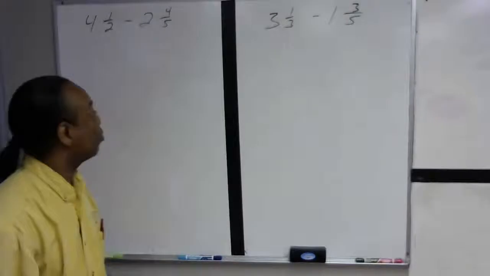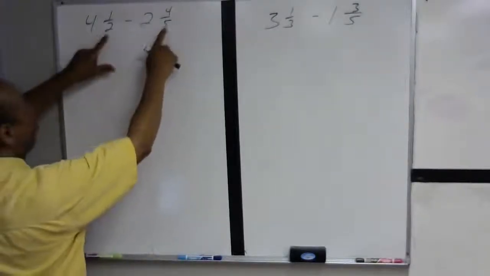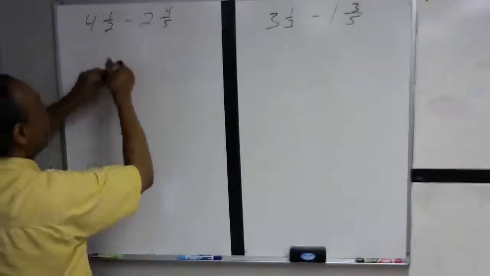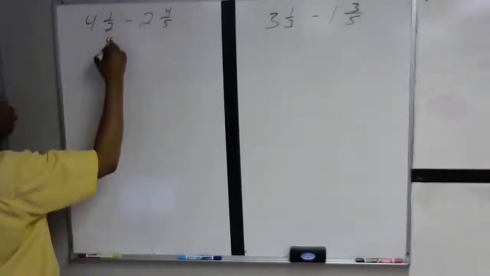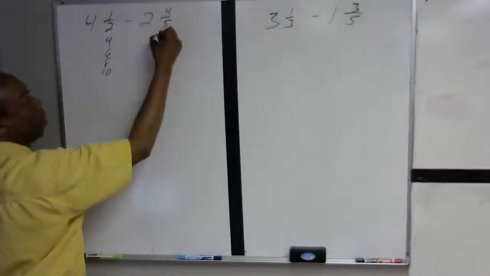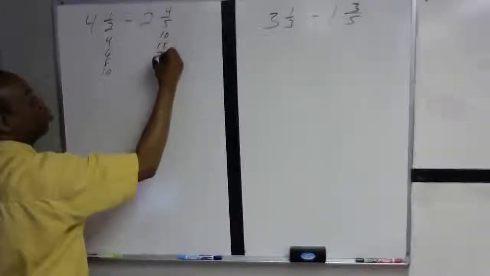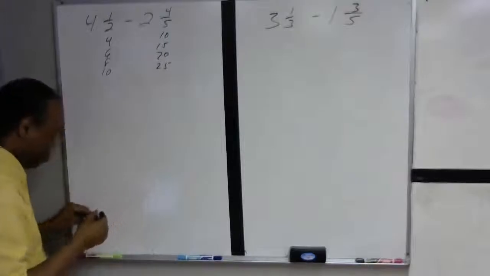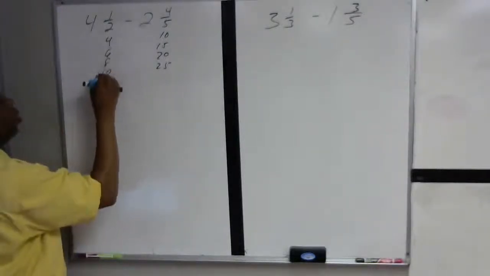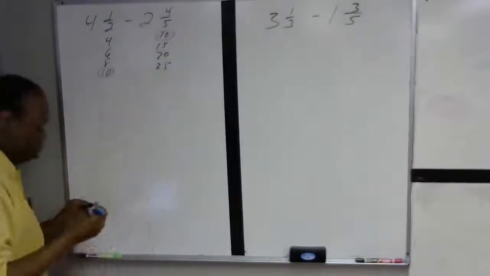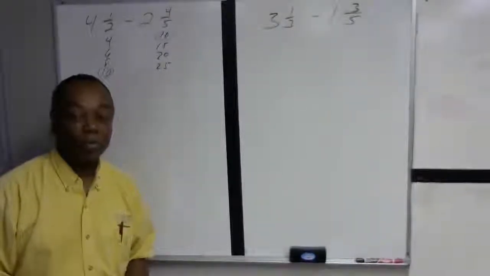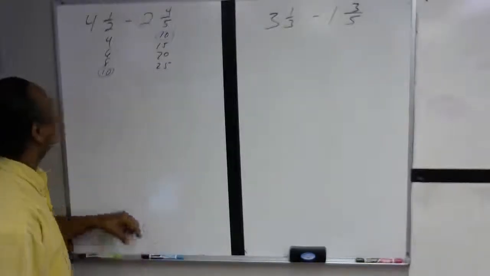Subtracting mixed numbers. First of all, we want to make sure our denominators are the same. So I'm going to go through the 2 times tables: 2, 4, 6, 8, and 10. The 5 times tables, that'll be 5, 10, 15, 20, 25. And I just found my least common multiple.